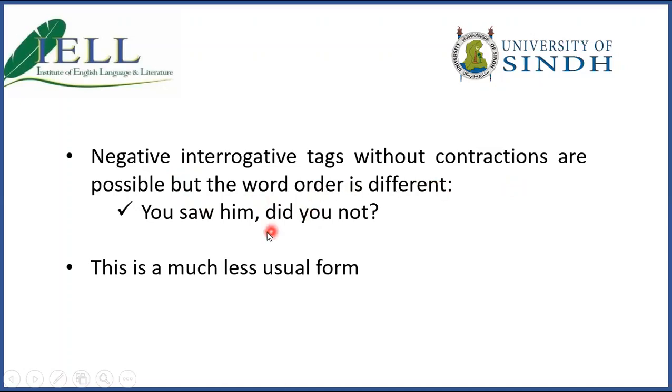Okay, so when we were saying that we have to use the contracted form, in some cases we can also use the negative without contractions, but we would not say did not you, rather we would say did you not. Okay, because this is how we form a question. We know that first we put the helping verb, then the subject, then not. Okay, so this is how the order would change. You saw him, we would say did you not. We would not say did not you, that would be wrong. So this would be the correct statement: you saw him, did you not?